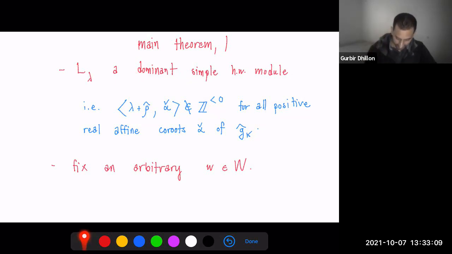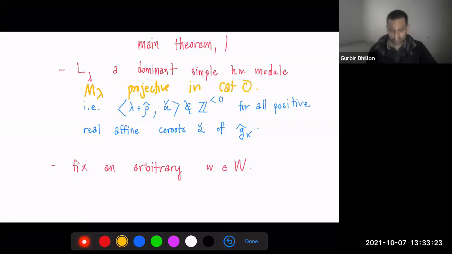So here dominant means the following thing. It just means that the Verma cover is projective in category O. So it's kind of the top of a block. And combinatorially, there's just some concrete thing about it not pairing like a negative integer with any positive real affine coroot. So that's what we're going to assume about the simple module we're feeding into these reduction functors. And then we're not going to make an assumption on the twist we take. So you can just take any of these spectrally flowed reductions.